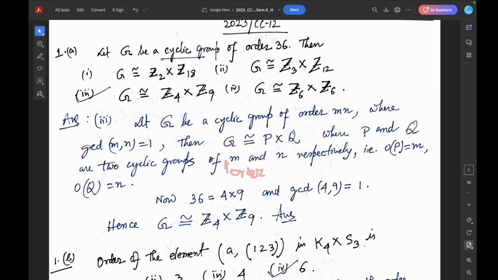Now here G is a cyclic group of order 36, so 36 equal to 4 into 9, and GCD of 4 and 9 is 1. So by this theorem, G is isomorphic to Z4 cross Z9, because order of Z4 is 4 and order of Z9 is 9. Hence the correct option is 3.